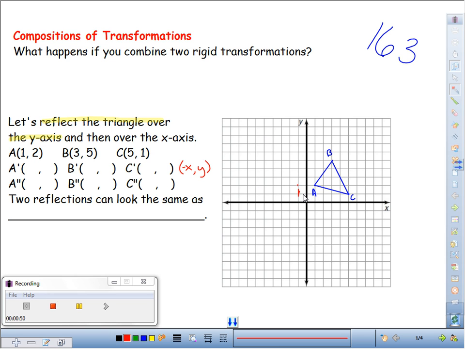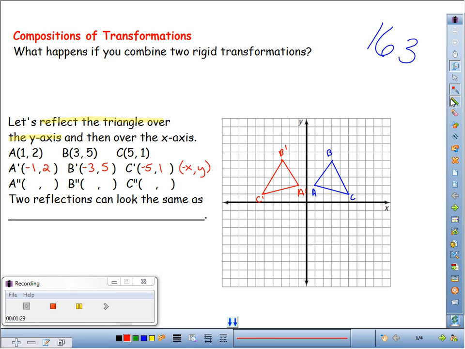So here would be A prime. B prime is 1, 2, 3, 1, 2, 3. And C prime is 1, 2, 3, 4, 5, 1, 2, 3, 4, 5. So here is C prime. And you can notice that they are the same distance away from the y-axis on both figures. If I were to do it just based off my coordinate notation, then my x-coordinates are going to become opposite of the original. So this will be opposite 1, which is negative 1, 2, negative 3, 5, negative 5, 1.